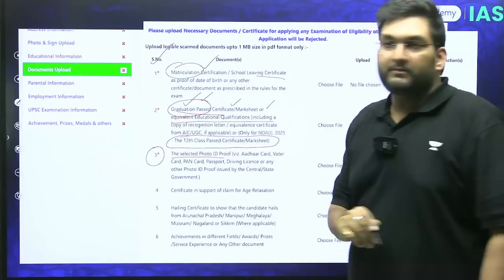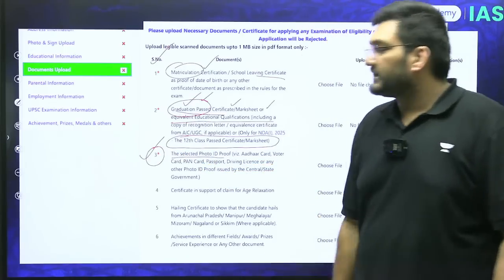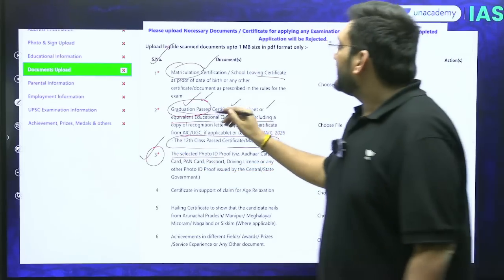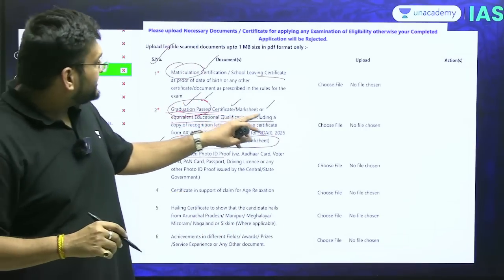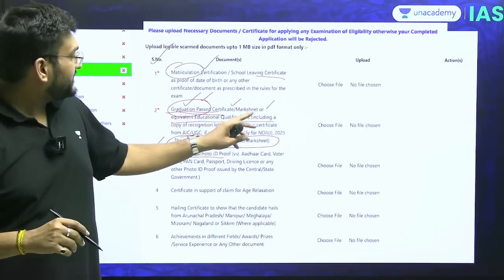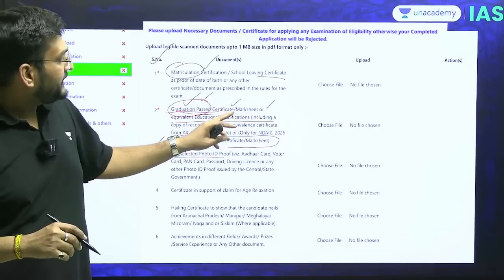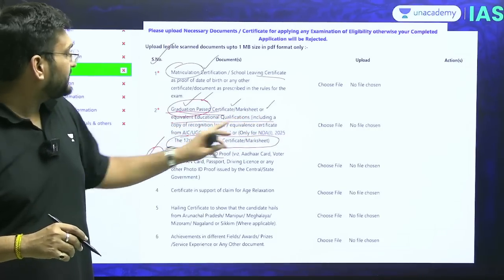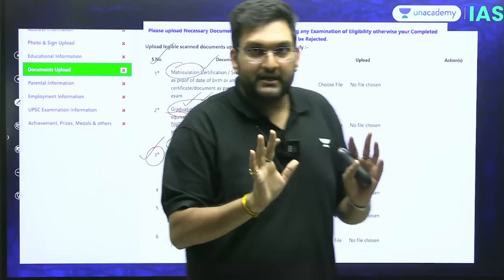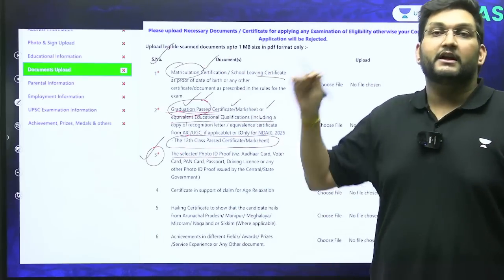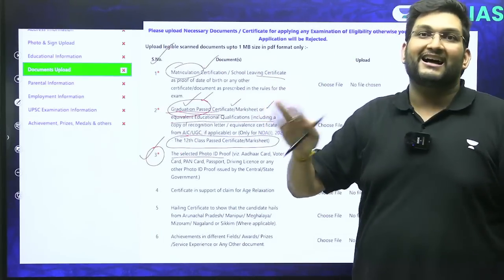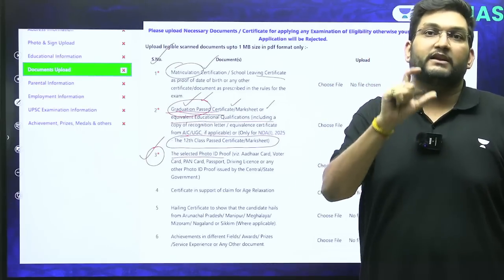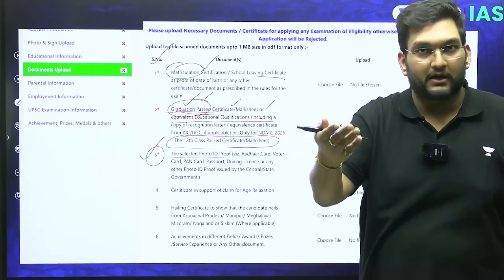Matriculation certificate everybody would have. Thereafter, the selected photo ID proof everybody would have. This is the issue. Graduation certificate, mark sheet or equivalent educational qualification, including a copy of recognition letter, evidence or equivalent certificate from UGC. Simple, straightforward. If you have it, upload it. If you don't have it, if you're an appearing student for last year, upload your last mark sheet, because that will give proof that you are in your third year.